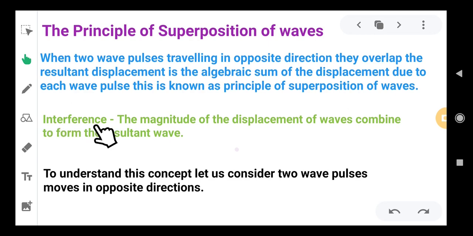Interference is nothing but the magnitude of the displacement of waves combining to form the resultant wave. When two waves travel in opposite direction, they combine and produce a resultant wave. The resultant wave displacement magnitude indicates the interference.